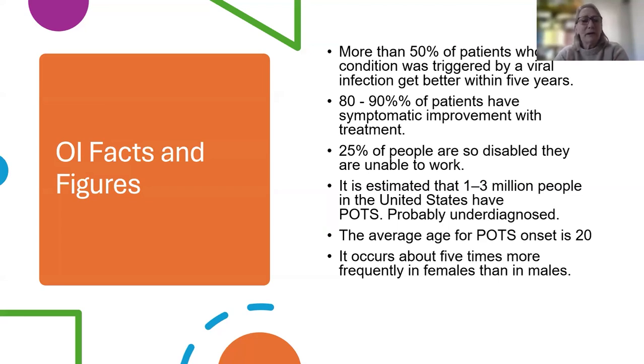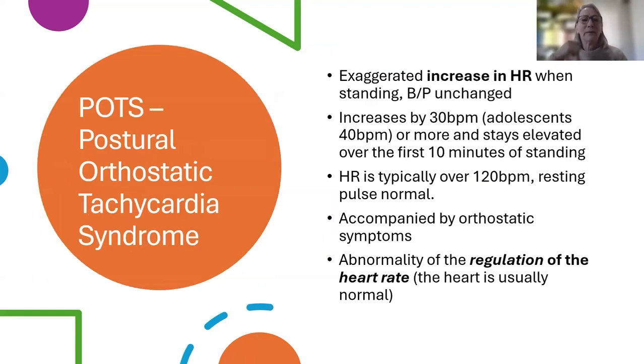But the bad news is that about a quarter of people are so disabled by it that they can't work, and it's probably very underdiagnosed. We don't really know how many people there are who have it. The average age of onset for POTS is about 20, and it's much, much more common in females than males. And often when people are talking about orthostatic intolerance, it's kind of synonymous with POTS, although, of course, as we said, there are many types of orthostatic intolerance.